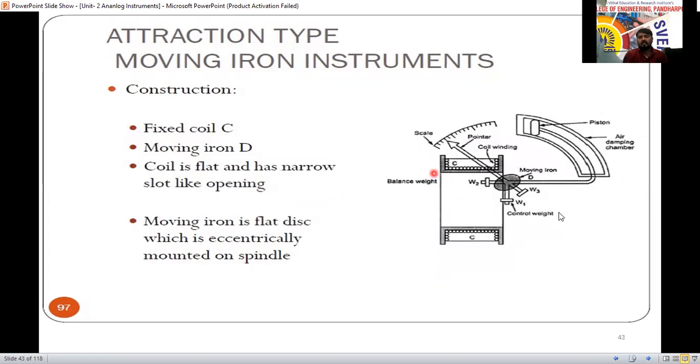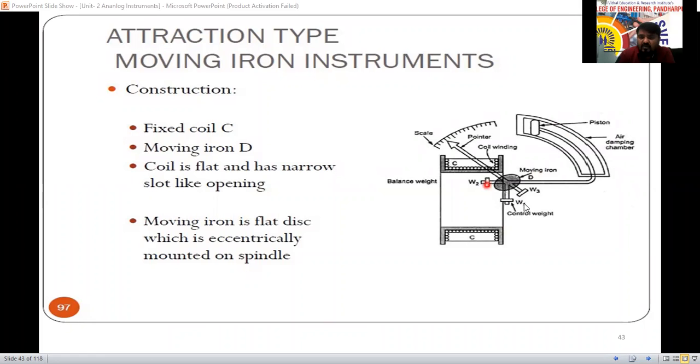See this diagram. Here two coils we are using, coil C and C. These are the fixed coils, and they will act as a magnet. And one flat moving iron disc we have used, called D. For the controlling purpose, we have added some weights. For the damping, we have used air damping.